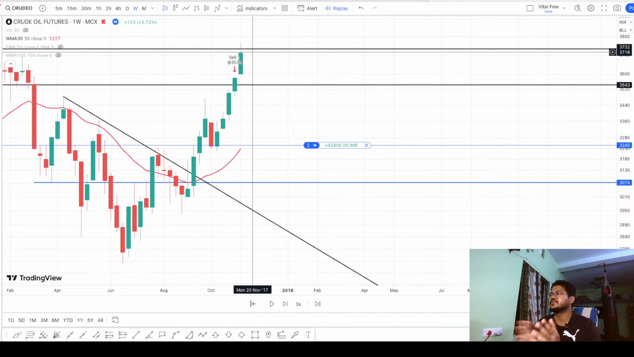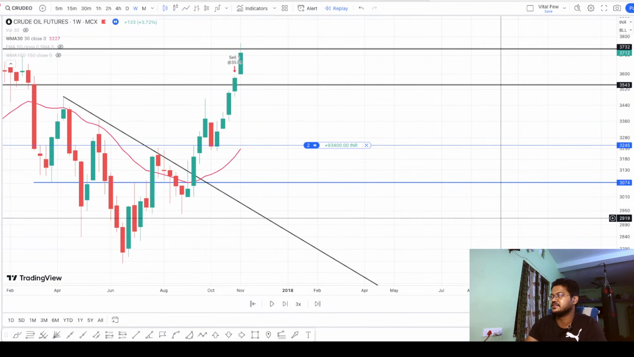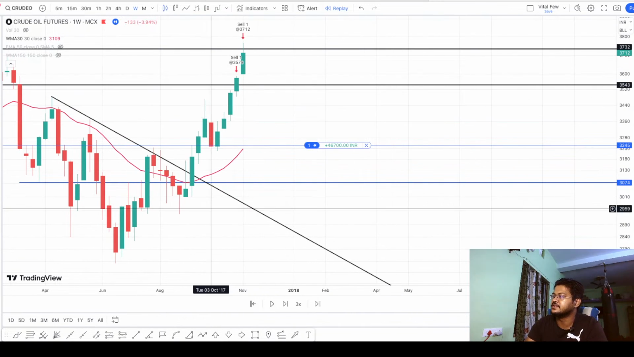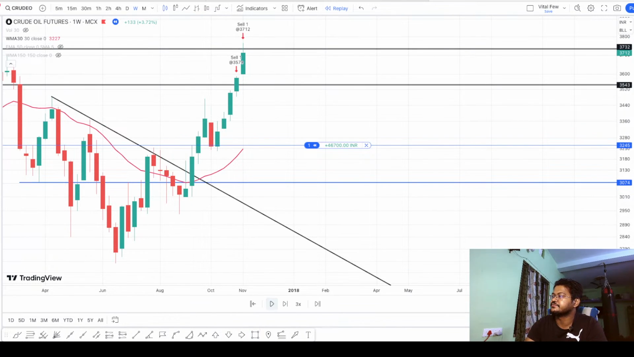But for the demo I'm just going to keep one more quantity, so that I can give a demo. As it has hit the second target, I will sell one more. Yes, one more is sold. Now I'm left with just one quantity. Let's see how it goes.